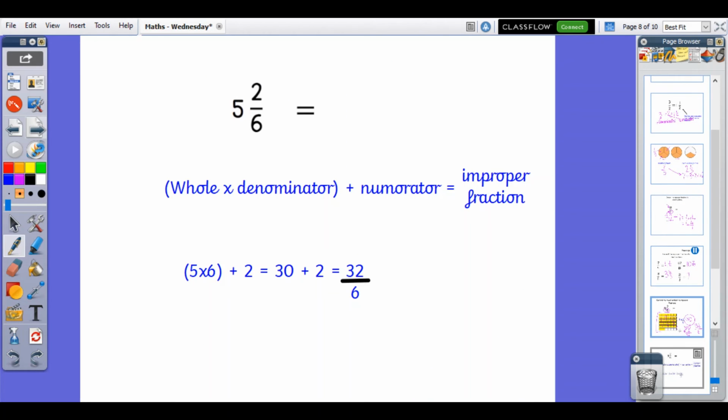So you can see here this is what we call a formula. We are doing the whole number multiplied by the denominator, then we add the numerator to give us the improper fraction. So you can see that here we did 5 times 6, so the whole number times the denominator, added 2 to give us 32/6.